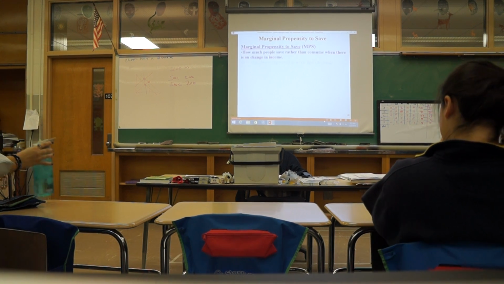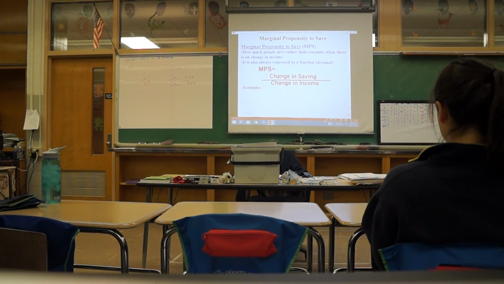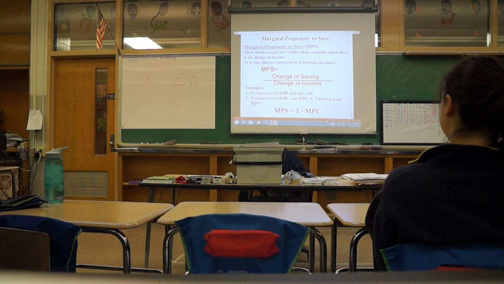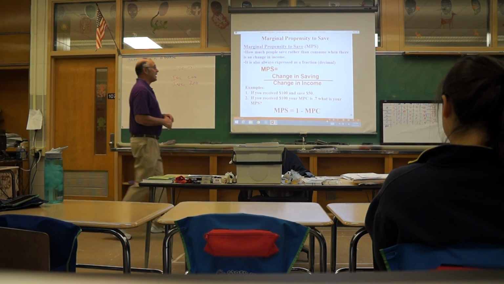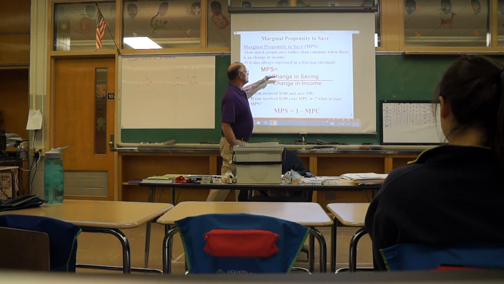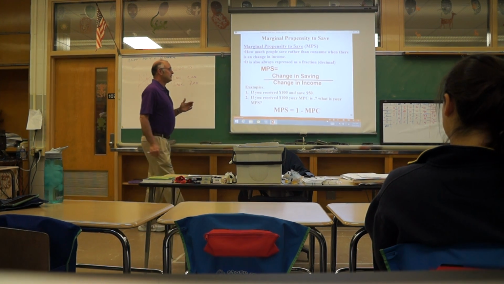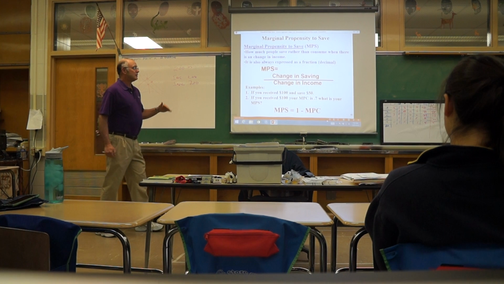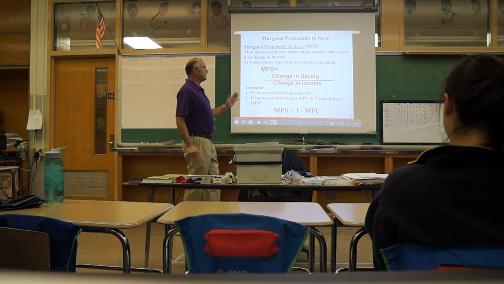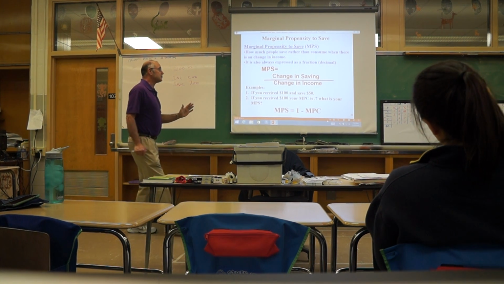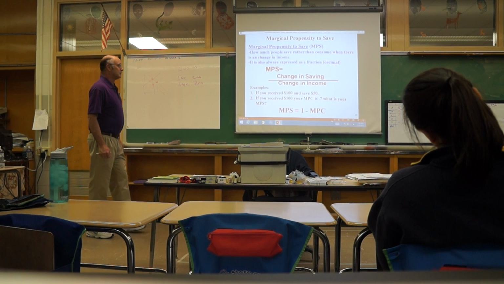Okay, then we've got the formulas for marginal propensity to save and consume. The marginal propensity to save is change in savings over change in income. Now remember, marginal propensity to save plus marginal propensity to consume equals 1.